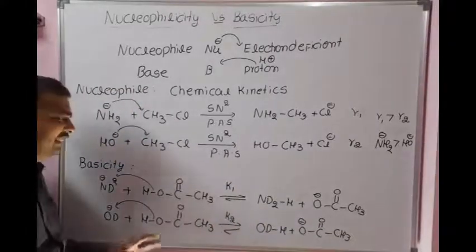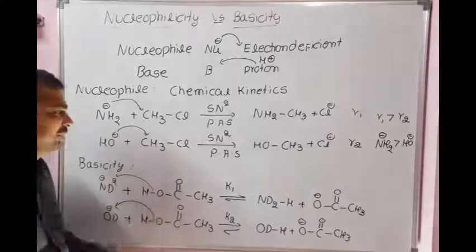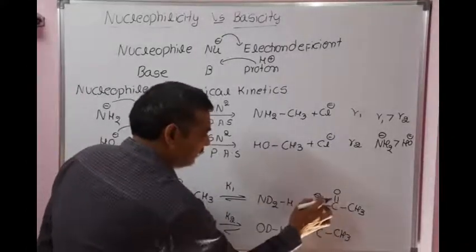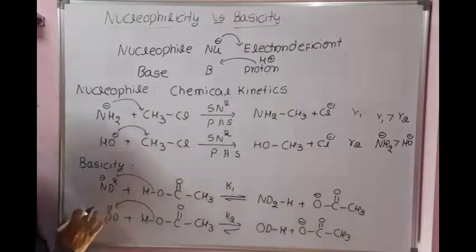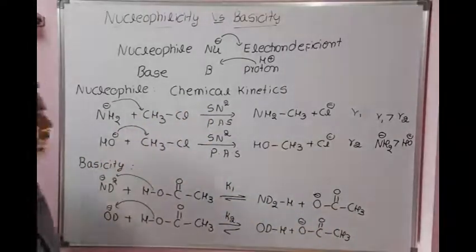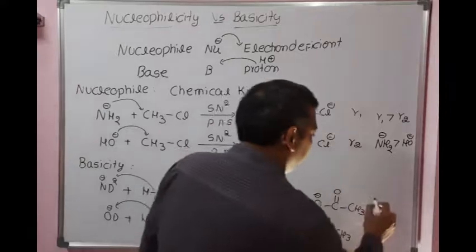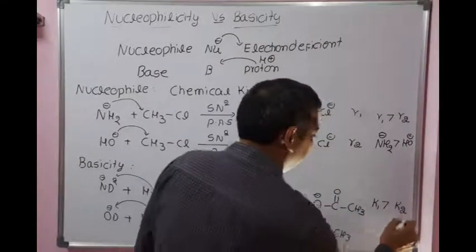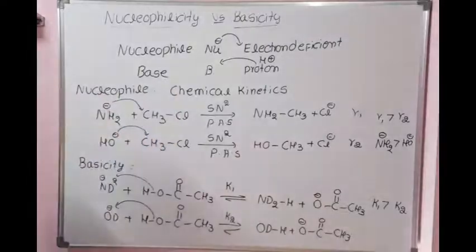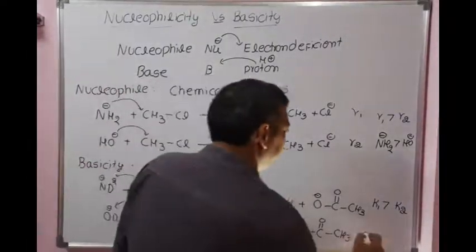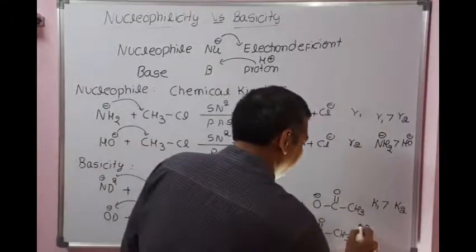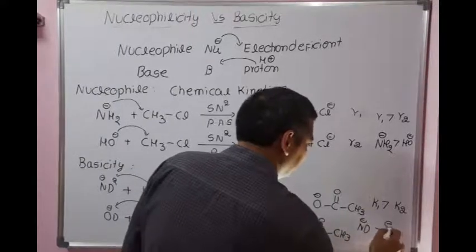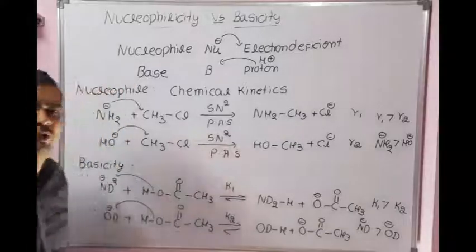Basicity is always an equilibrium. So again, this proton will be abstracted by the COO minus, and again the equilibrium shifts here. From experimental data, the value of equilibrium constant 1 is more than the value of equilibrium constant 2. The meaning of that is the basicity of ND2 minus is more than OD minus. That means N minus is more basic than O minus.